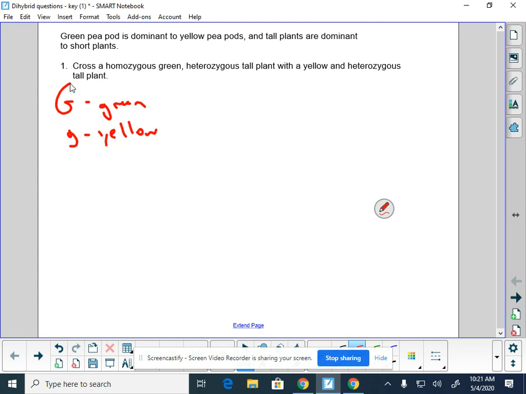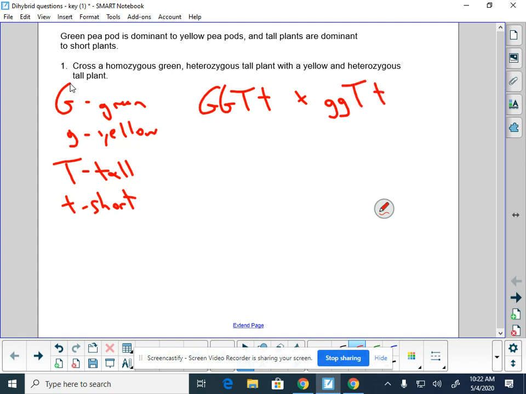And tall plants are dominant to short. Big T for tall, little t for the recessive short. So we now have 4 different alleles possible. Across a homozygous green, so homozygous green means both letters are the same, and a heterozygous tall. That's one parent. With a yellow, if it's yellow, it must be homozygous recessive, and heterozygous tall again. Big T, little t. So now we have the 2 parents.